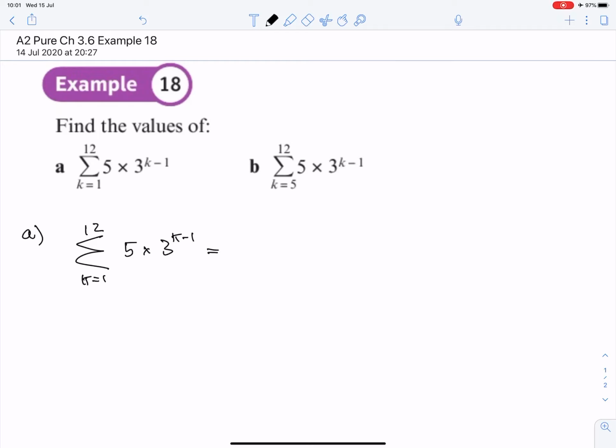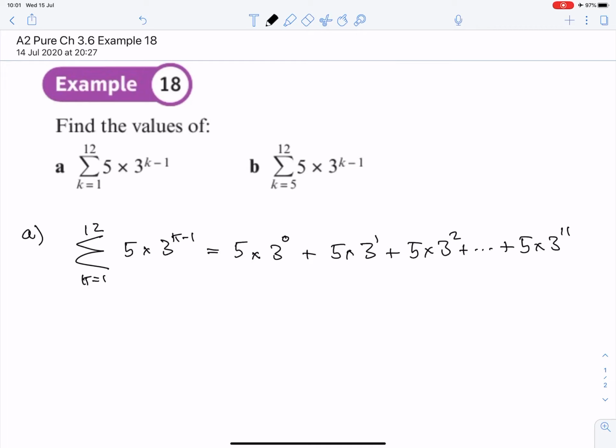So we just start. We've got 5 lots of, substitute k equals 1, 3 to the 1 minus 1 is 0, plus 5 times 3 to the 2 minus 1 is 1, plus 5 times, when k equals 3, take away 1, we get 3 to the 2. Keep on going. The last term will be 5 times 3 to the 11.